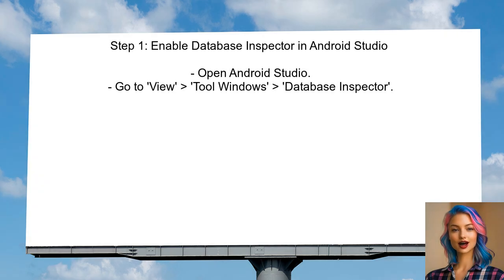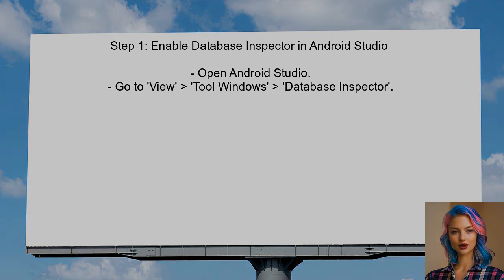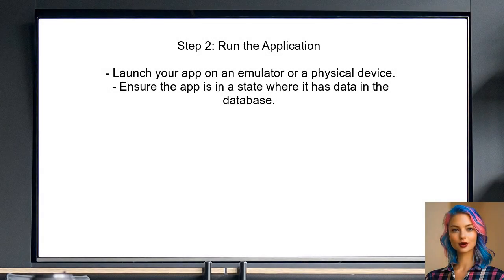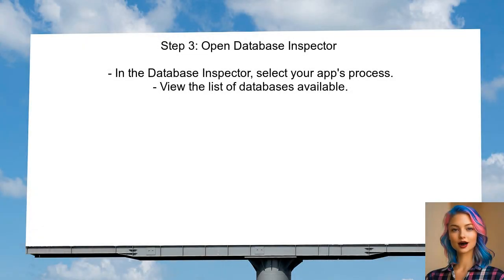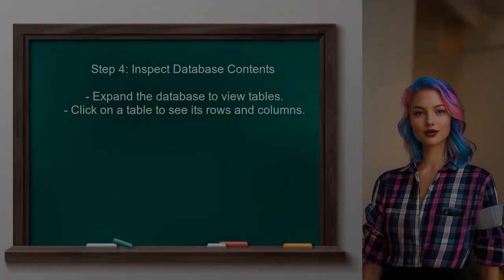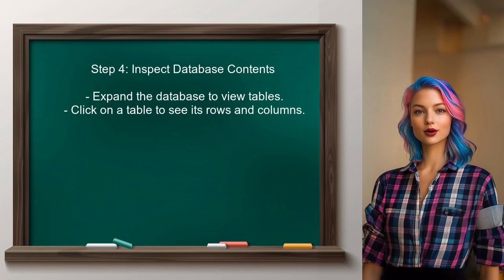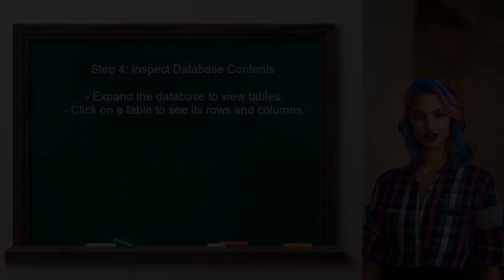To view the contents of a database created with the Room Persistence Library, the user should first ensure that they have the Android Studio Database Inspector enabled. Next, the user needs to run their application on an emulator or a physical device. This is essential because the database inspector connects to the running app. Once the application is running, the user can open the database inspector. This tool will display the databases associated with the app. Now the user can expand the database to see the tables and their contents. This allows for easy inspection of the data stored in the Room database.